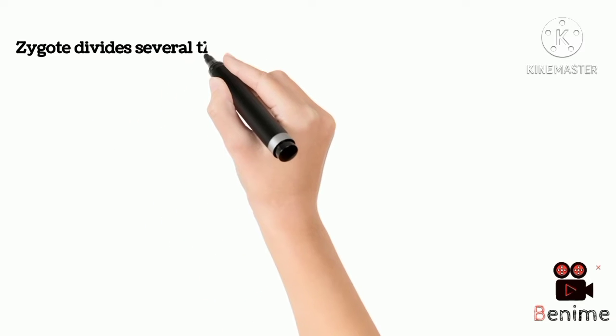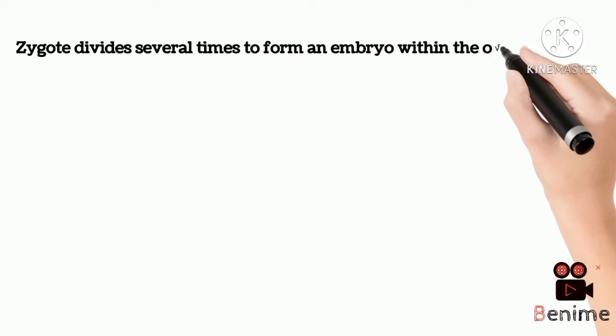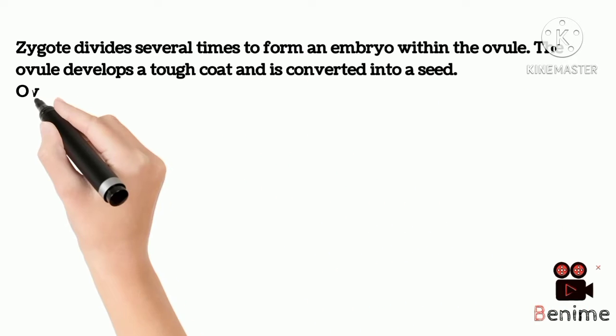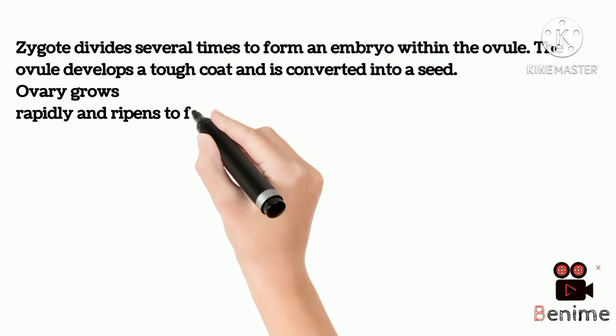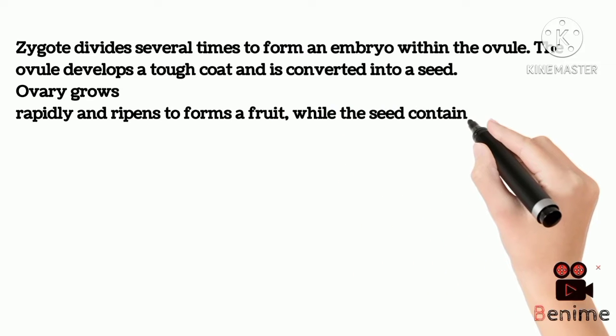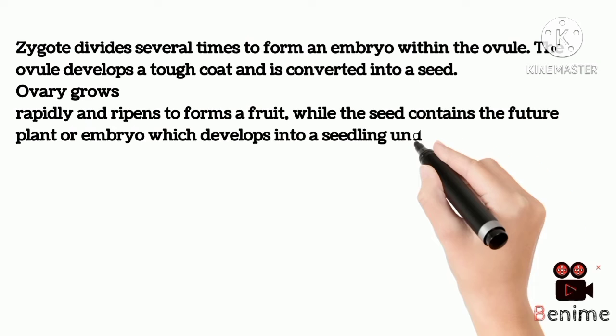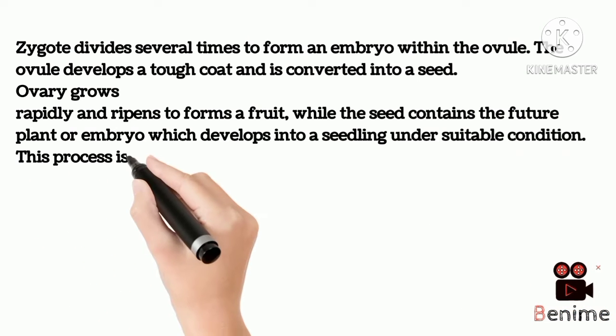The zygote divides several times to form an embryo within the ovule. The ovule develops a tough coat and is converted into a seed. The ovary grows rapidly and ripens to form a fruit, while the seed contains the future plant or embryo, which develops into a seedling under suitable conditions. This process is known as germination.